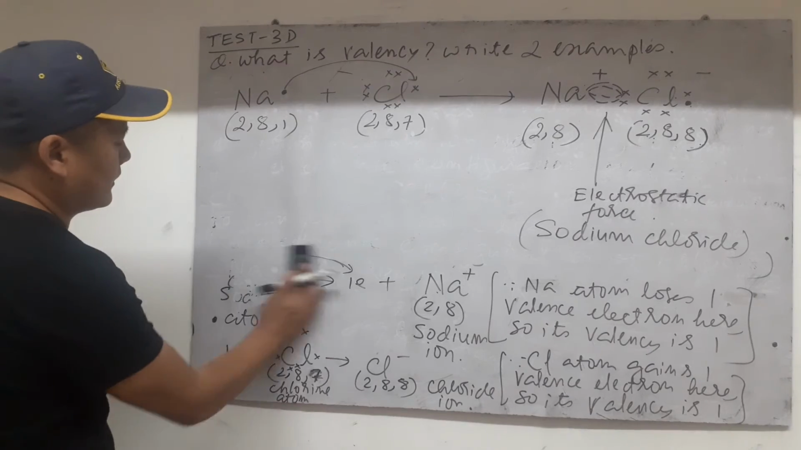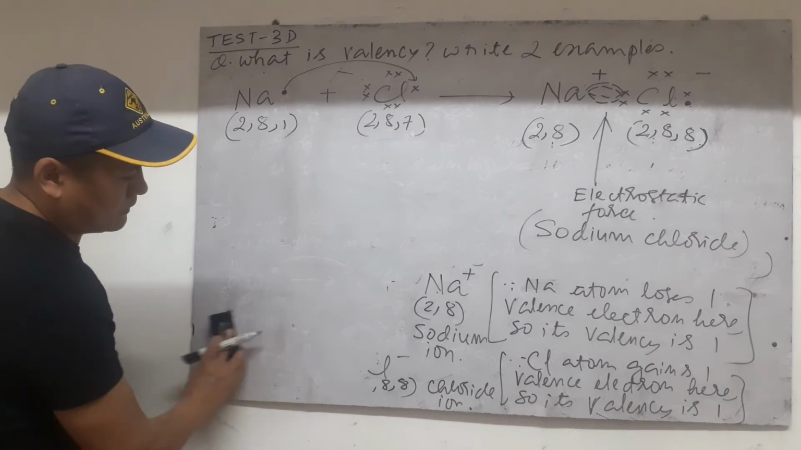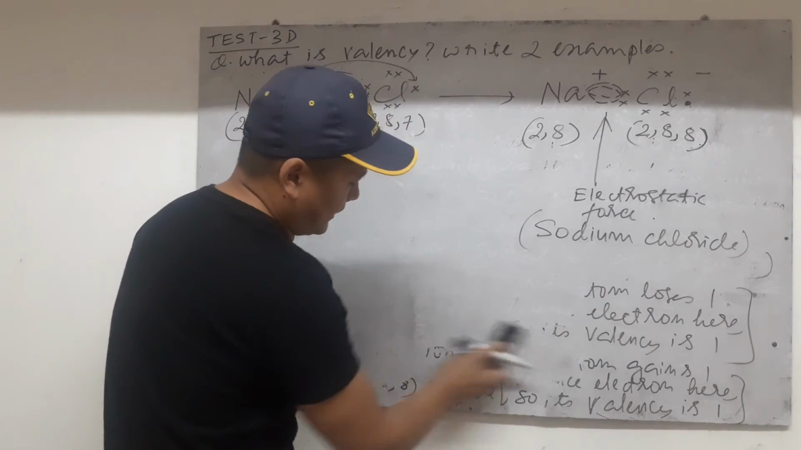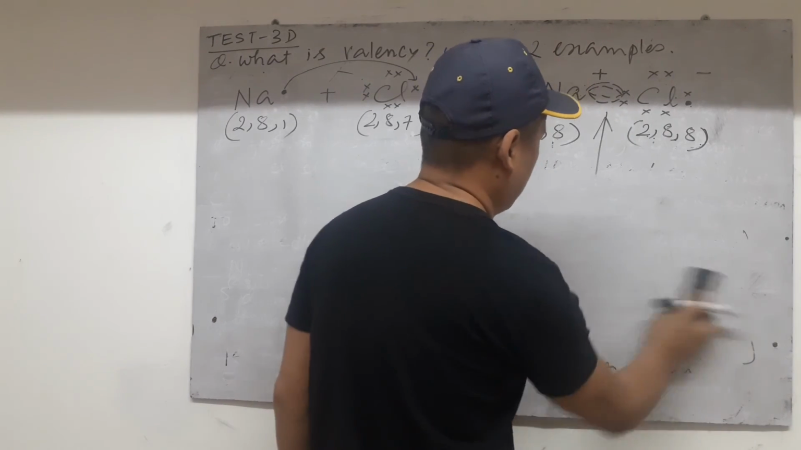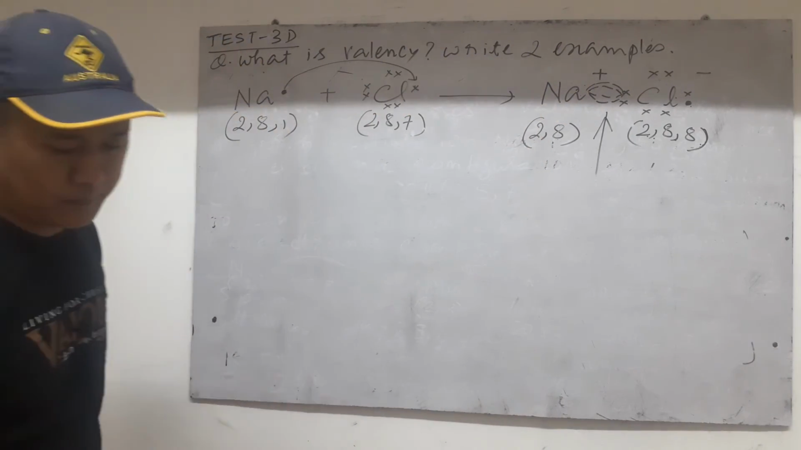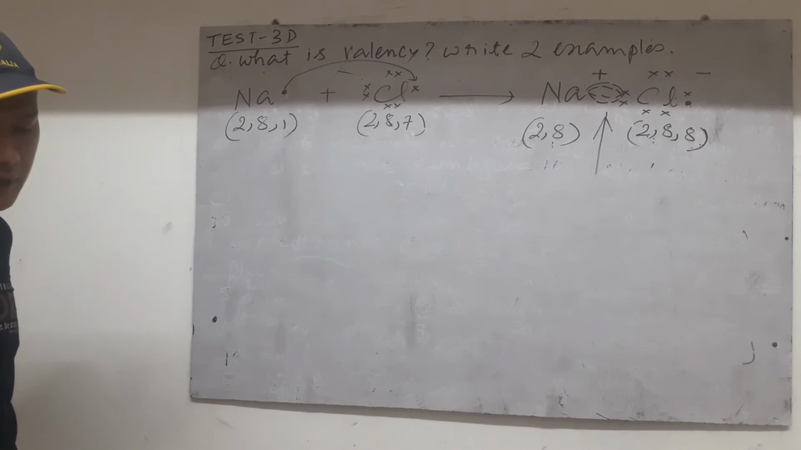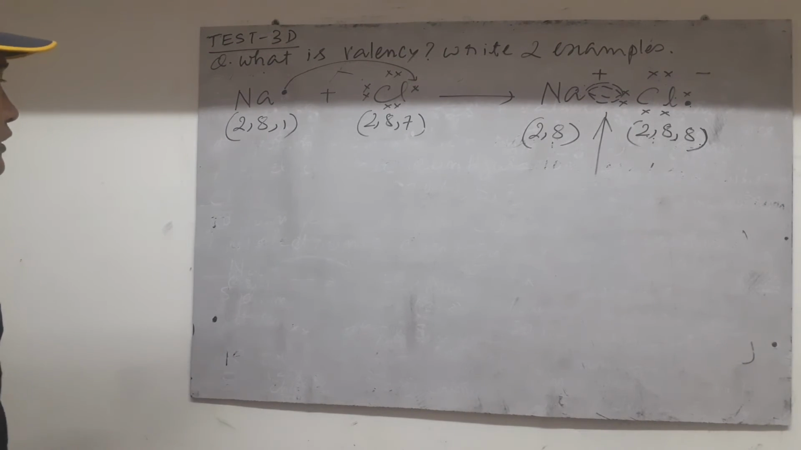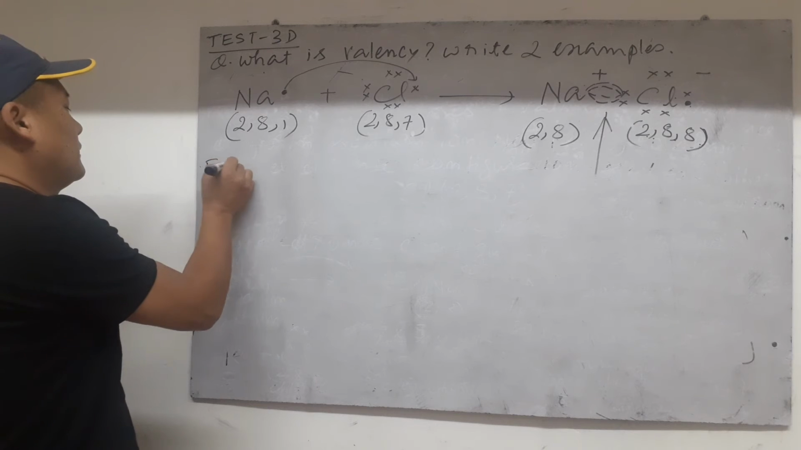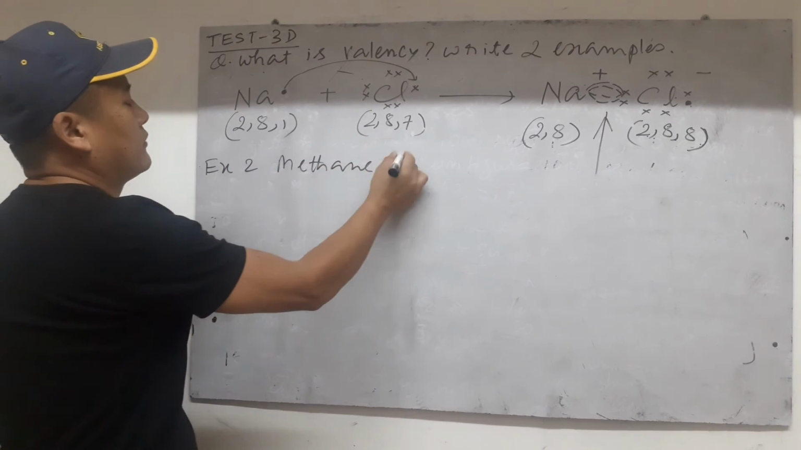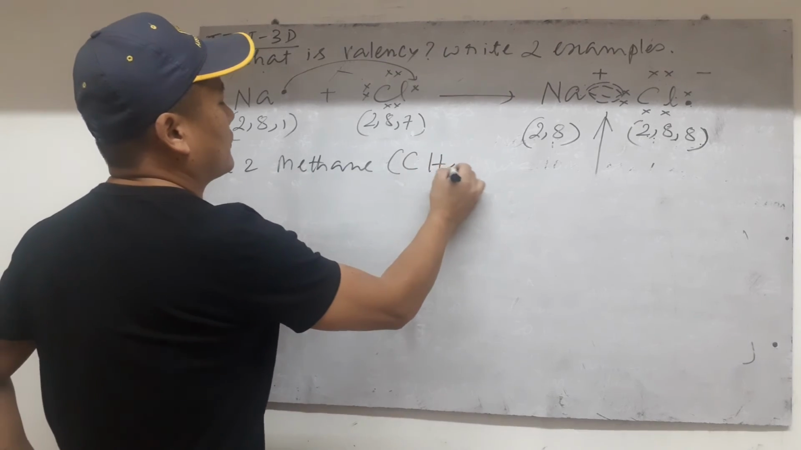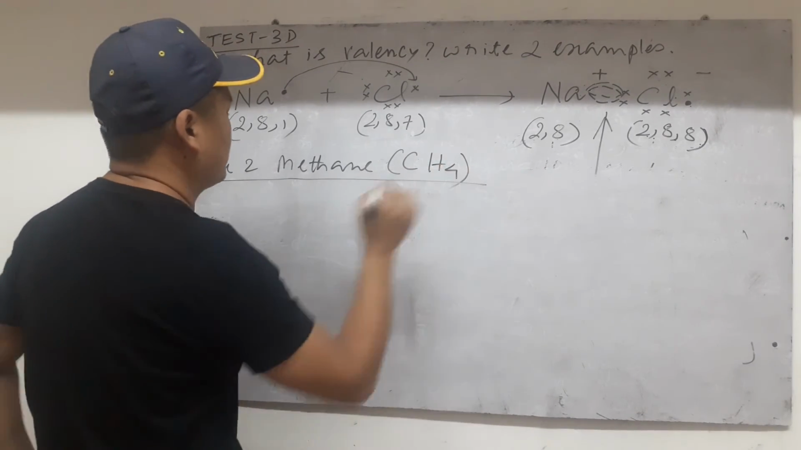Okay, now let me show you another example of valency. This one's example 2. Here let me just take the methane molecule. Okay, example 2. Methane formula, you write down just CH4. So how is this methane molecule formed?